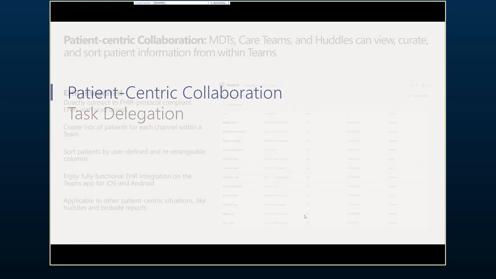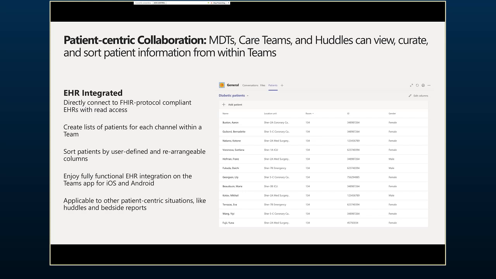First, we want to talk about the notion of patient-centric collaboration. And so in order to have patient-centric collaboration, you need to be able to bring in patient insight from the electronic health record. And that's exactly what we've done, is that we've built an app within Teams using the extensible app construct of Teams to be able to directly connect through the FHIR protocol to FHIR compliant EHRs, to be able to do read access and bring in EHR insight inside of Teams.